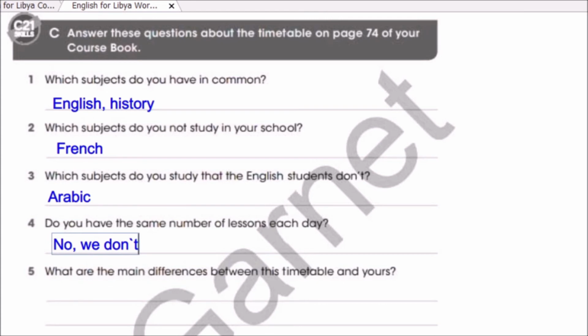And then question 5, what are the main differences between this timetable and yours? The main differences will be school starting maybe earlier and finishing earlier. So we will say time. Time is one of the differences. Number of breaks, maybe. So depending on the school, you can answer this question depending on your school. So it's your own answer.